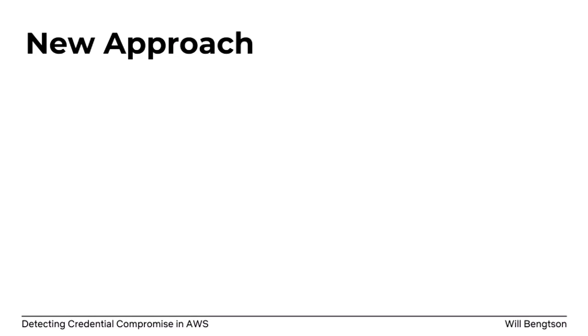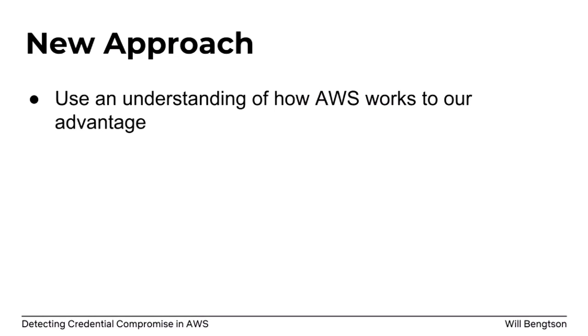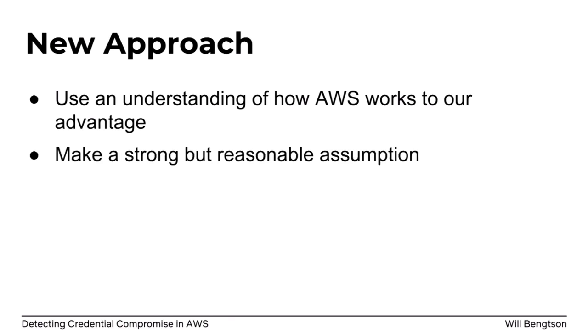So I came up with a new approach, and it is based on two real things, and that's using an understanding of AWS and how it works. I can't stress this enough. If you understand AWS and what's logged and how it's logged, you can go a far and a long way. But use AWS, how it works, to our advantage, and then make a strong but reasonable assumption. And if we can do those two things, then I say that we can profit and detect credential compromise.